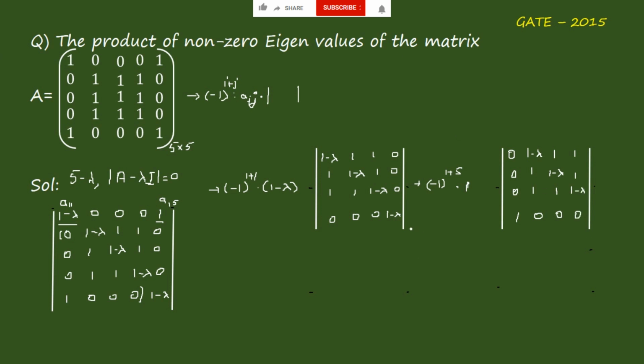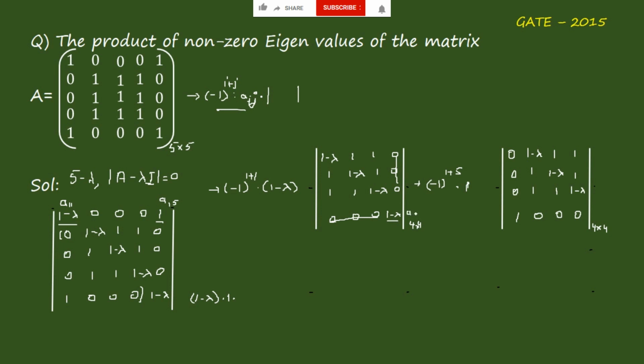Again we got a 4 cross 4 matrix, right? So now for this 4 cross 4 matrix we again have to use the same formula. On substituting, it becomes 1 minus lambda into this 1 into 1. Now here remove the row and column which has zeros, and we remove this one and this one, so only this particular term remains.